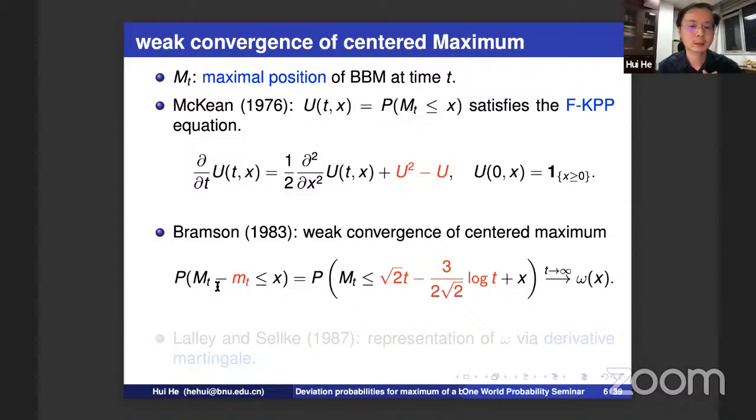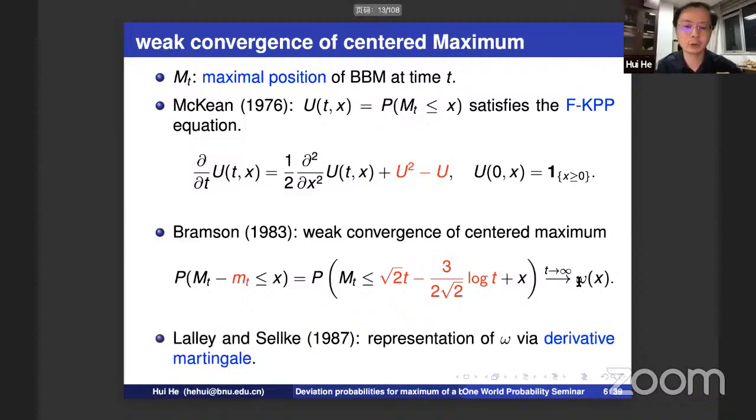Okay. So M_t will go to infinity as t goes to infinity. Bramson found there's a normalized function, centered with little m_t, where this little m_t is just √(2)t − (3/(2√2)) log t here. And this will converge weakly to some other function on the right-hand side. ω(x) is a distribution function.